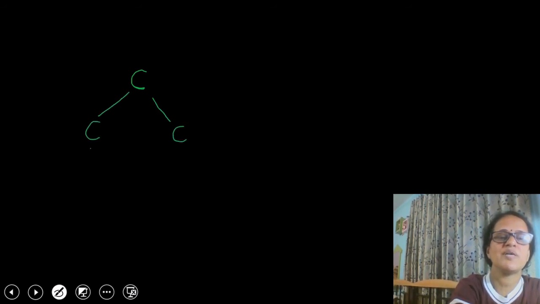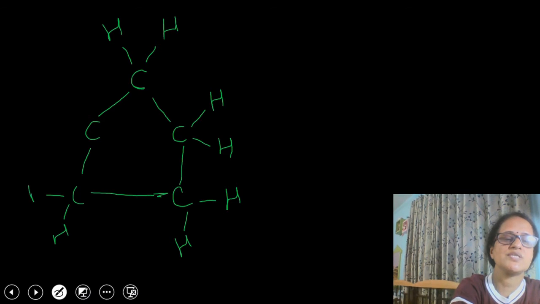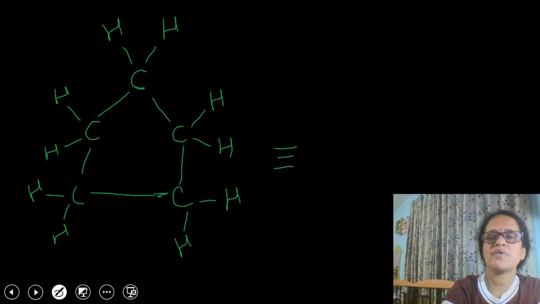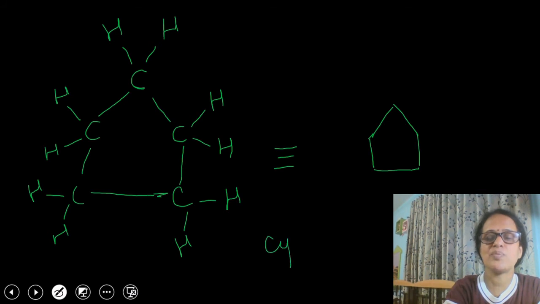First we will write 5 carbon atoms, and each carbon atom will be attached to 2 hydrogen atoms in order to satisfy tetravalency of carbon. So you can see here, this is the structure of cyclopentane. Now we can write this structure by means of condensed structure like this. So this is the structure of cyclopentane. So I am writing here this is cyclopentane.